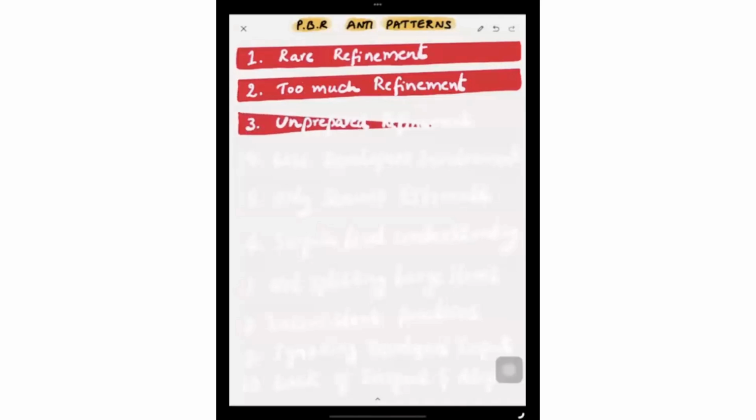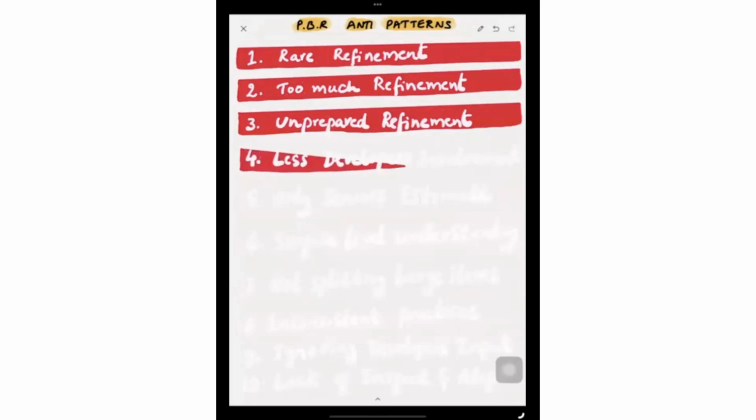The third anti-pattern is unprepared refinement, which means the product owner is not coming well prepared for the backlog refinement. The items are not given enough details, acceptance criteria is not defined. So if you are a Scrum Master, coach the product owner to come prepared, at least with the high level acceptance criteria created. If a rough UI is available, it is good, and any high level dependencies like that.